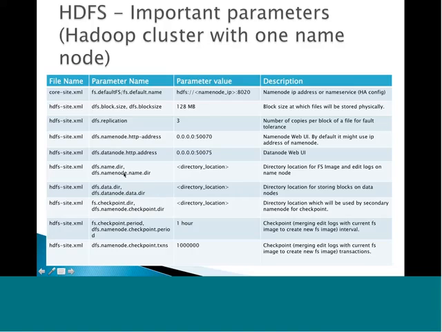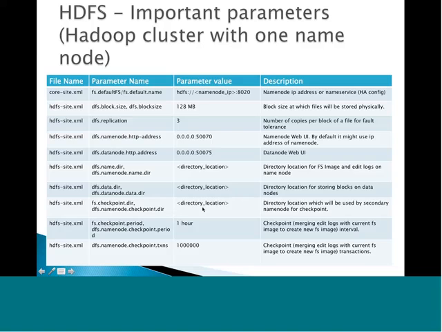And then I have shown you dfs.name.dir. It is the location on the name node where your FS image and edit logs will be stored. And dfs.data.dir is the location where the blocks are stored, when the file, which is logical in HDFS, is distributed into multiple blocks and stored physically. These are the locations on data nodes which will have those blocks physically.